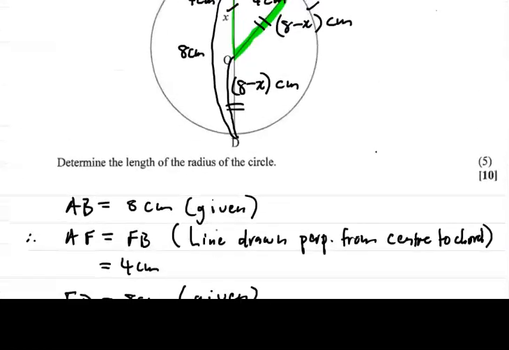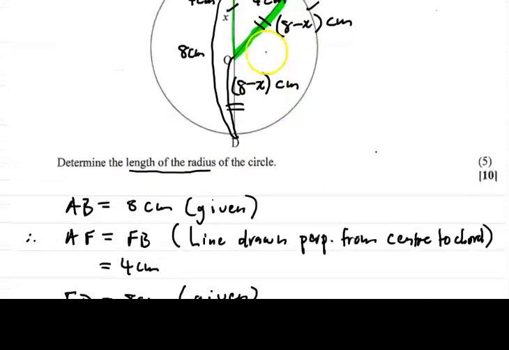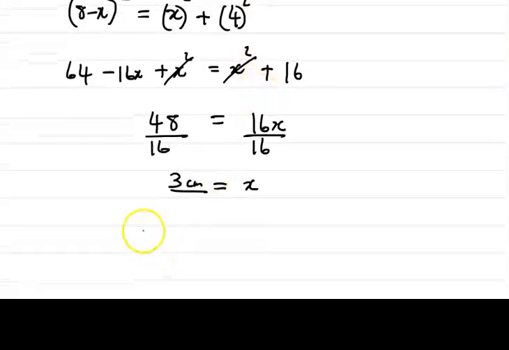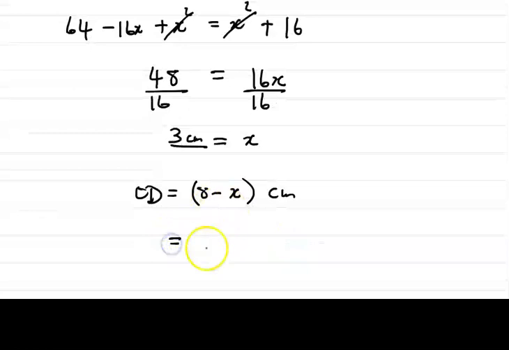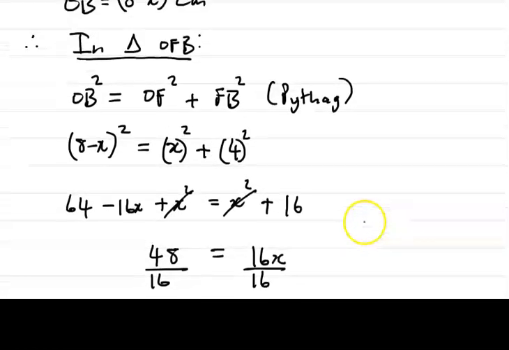Let's answer our question. It says determine the length of the radius of the circle. The radius of the circle is OD equals 8 minus x centimeters. So OD equals 8 minus x centimeters, which we've already written down. Therefore, 8 minus 3 is going to equal 5 centimeters. And that's our solution. The radius OD is equal to 5 centimeters.